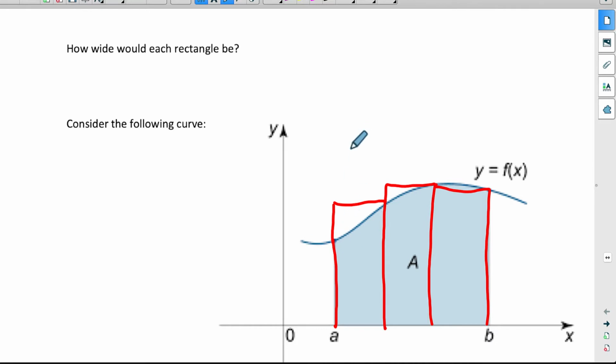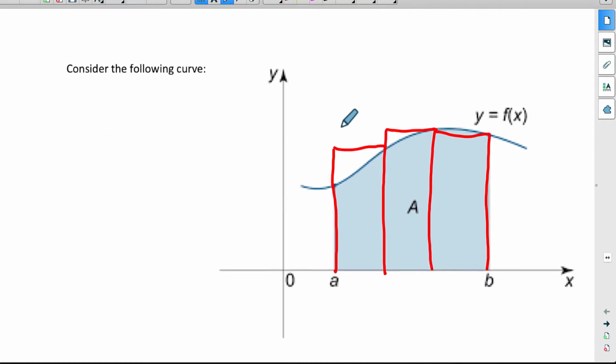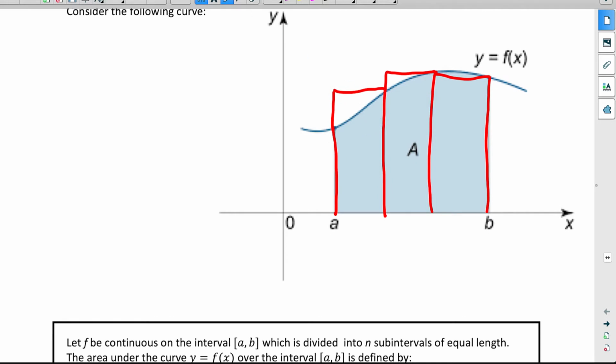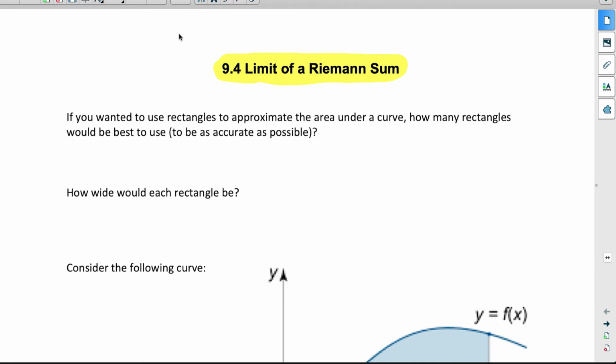No. So my question for you is, if I wanted to use rectangles to approximate the area under a curve, how many rectangles would be best to use to be as accurate as possible? Like, don't use 3. What would you do? You'd use more than 3. A lot more than 3. Like how many? Like, how about as many as possible? That would be really great. In fact, you would want to do an infinite number if you could.